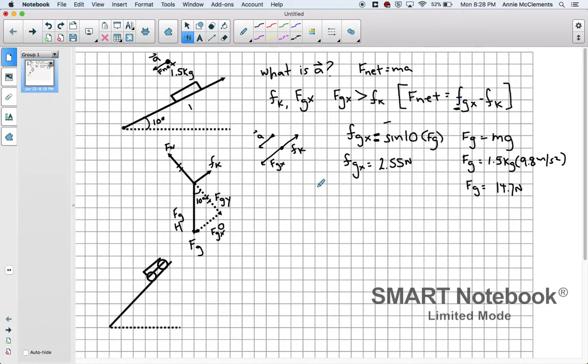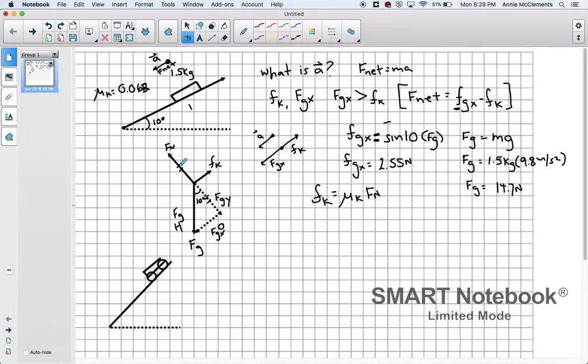Now we need to solve for FK, and we have this handy equation here: mu K times Fn. A detail I forgot in the original problem, we were given that mu K for this surface equals 0.062. Sorry, it's a 2 there, not a 5. So we have this value here, mu K, and we can solve for Fn.